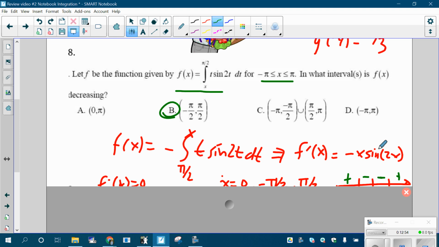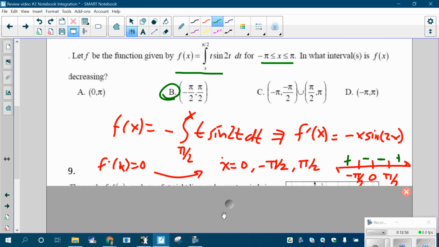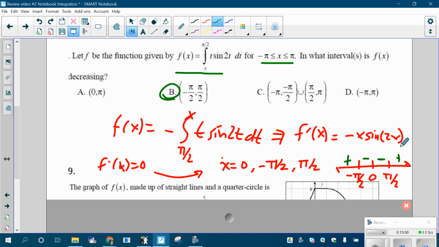In order to figure out where the function is decreasing, I need to figure out the critical points. Well, I'm going to take the first derivative and set it equal to 0. When does this equal 0? That is something you should be able to solve algebraically. It equals 0 at 0, negative pi halves and pi halves, because sine of negative pi and sine of pi are both 0.